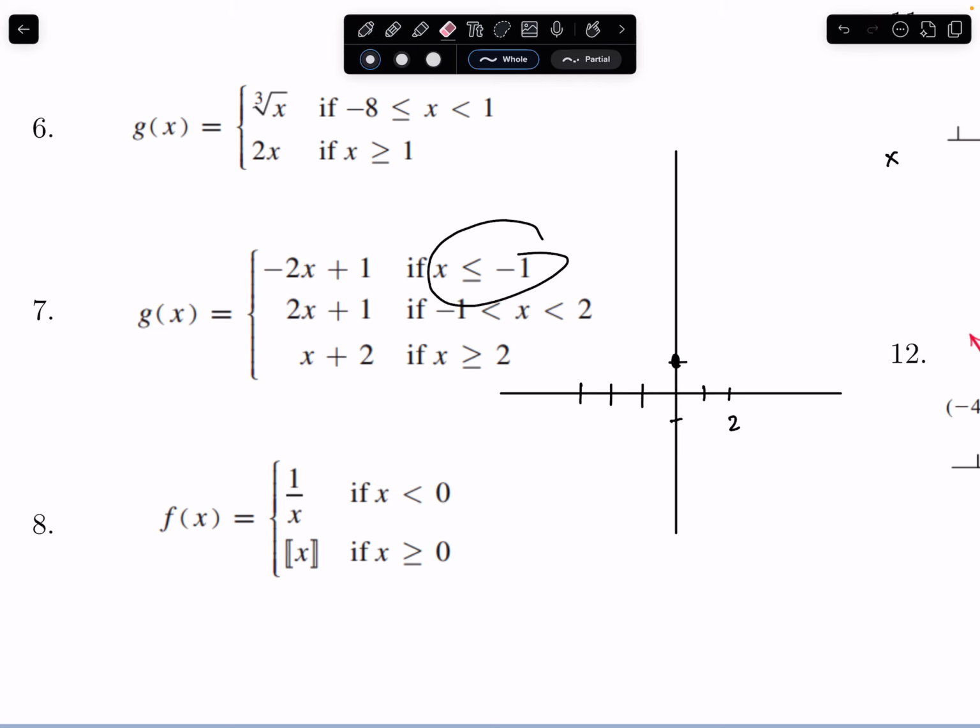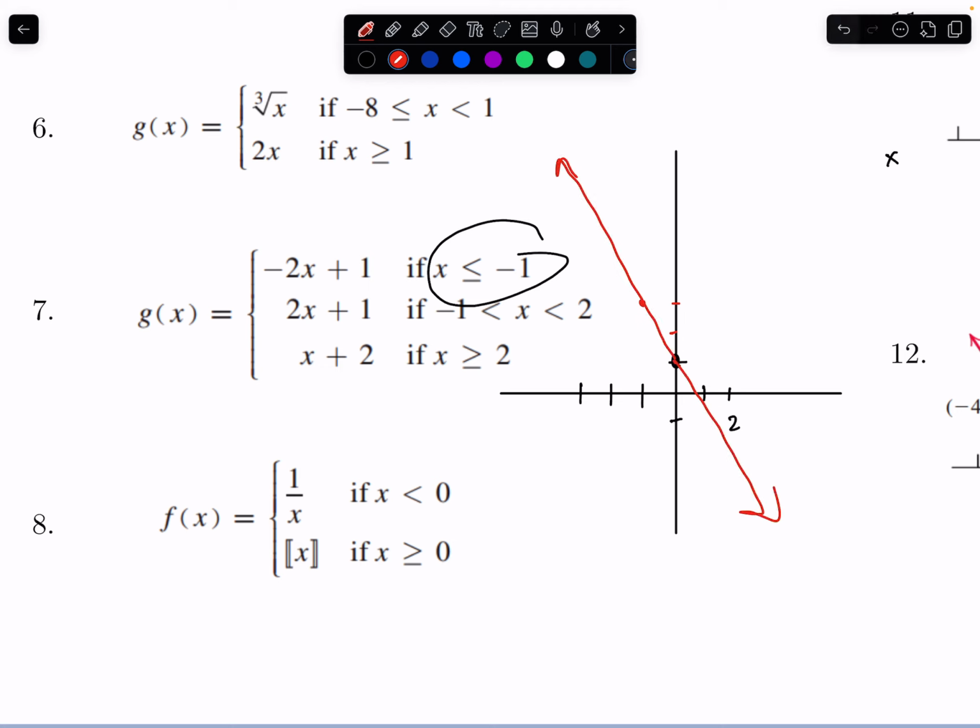Oh, I'm sorry, guys. I made a mistake. This is a -2 slope, so it should be 2 up, 1 left. Or you can think of 2 down, 1 right, right? So that should be the slope.